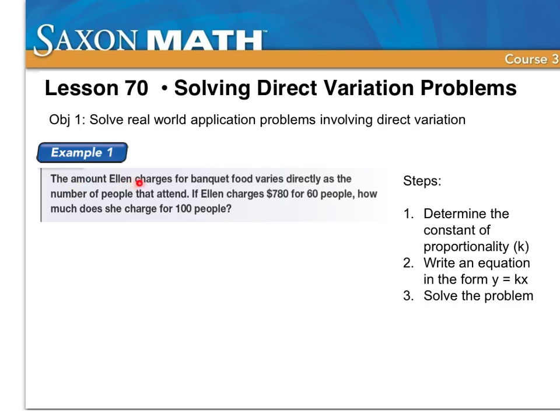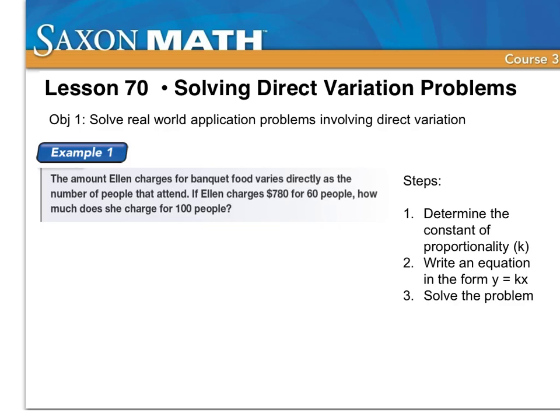It says, the amount Ellen charges for banquet food varies directly as the number of people that attend. Okay, so that means for every person that attends, Ellen is going to charge a certain amount. Maybe she charges $5 per person or $10 per person, whatever it is. Well, this says that she charges $780 for 60 people, and we want to know how much she charges for 100 people. Now before, we would have solved this with a proportion. We would have put 780 over 60 equals what over 100, cross products, and solved it.